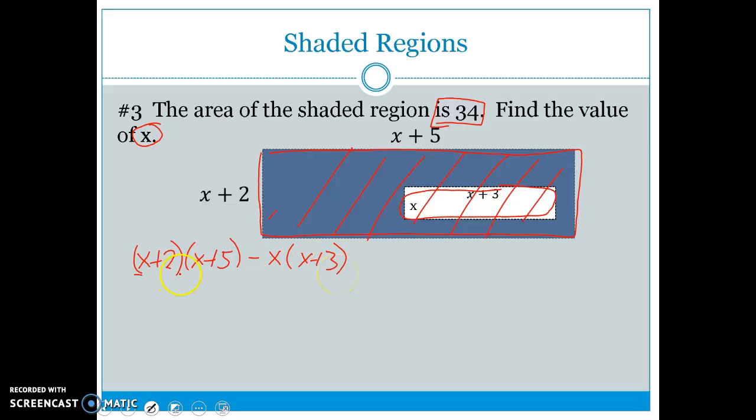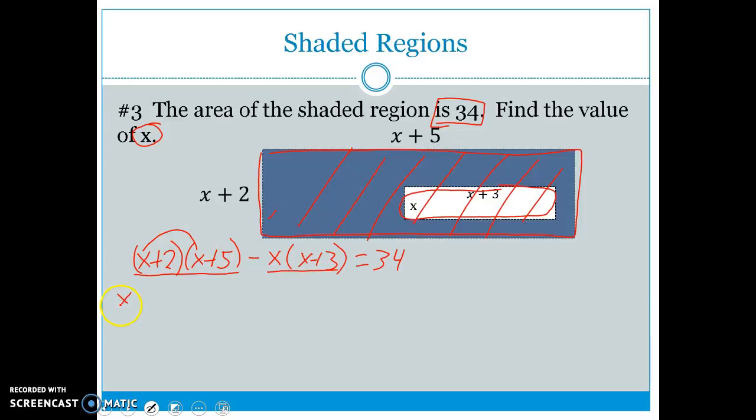So I have the area of the whole thing minus the area of the white rectangle. That's the area of the shaded region, which they said is 34. And so there's my equation, and I want to solve that for x. So I'm going to work on this just like we did the last problem. I'm going to simplify the left-hand side. I'm going to start here by FOILing.